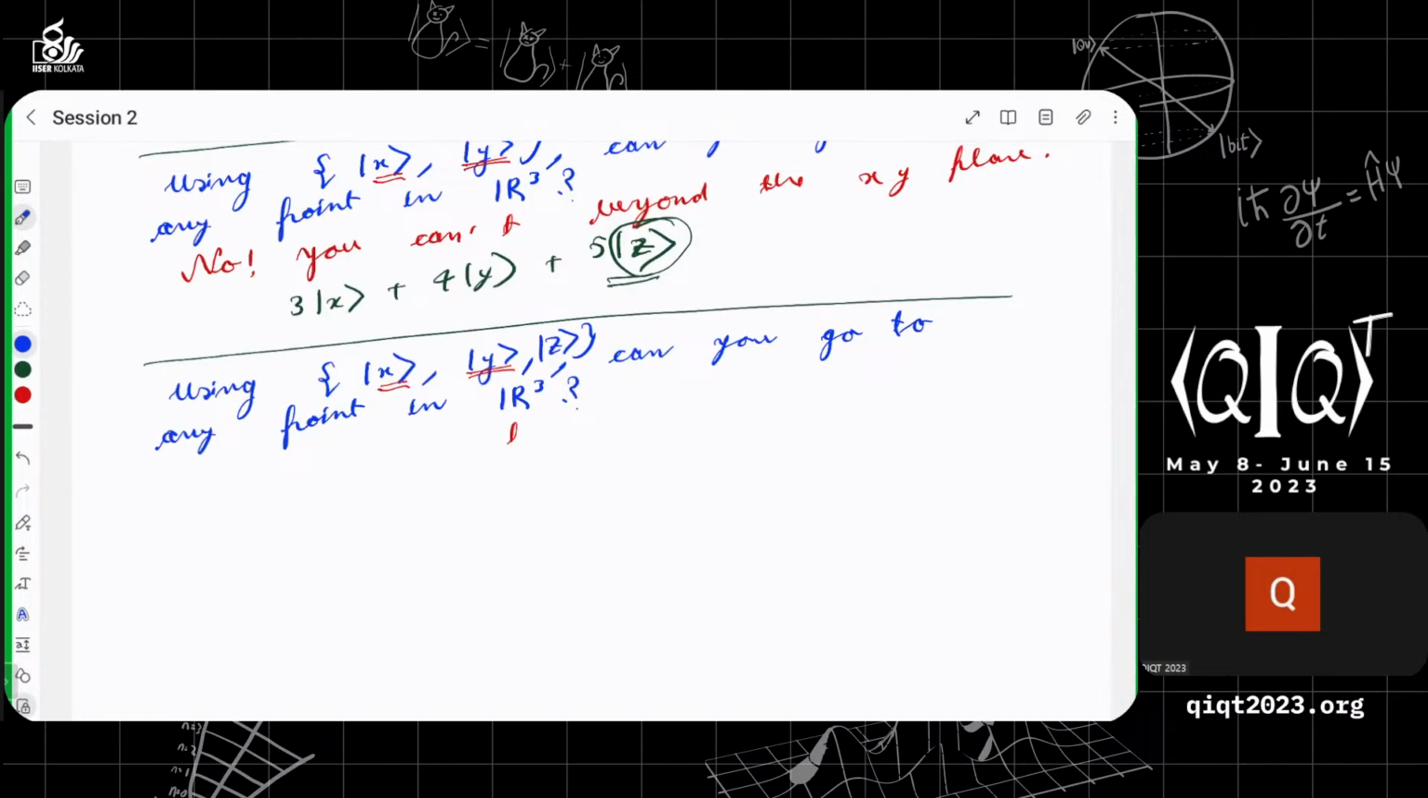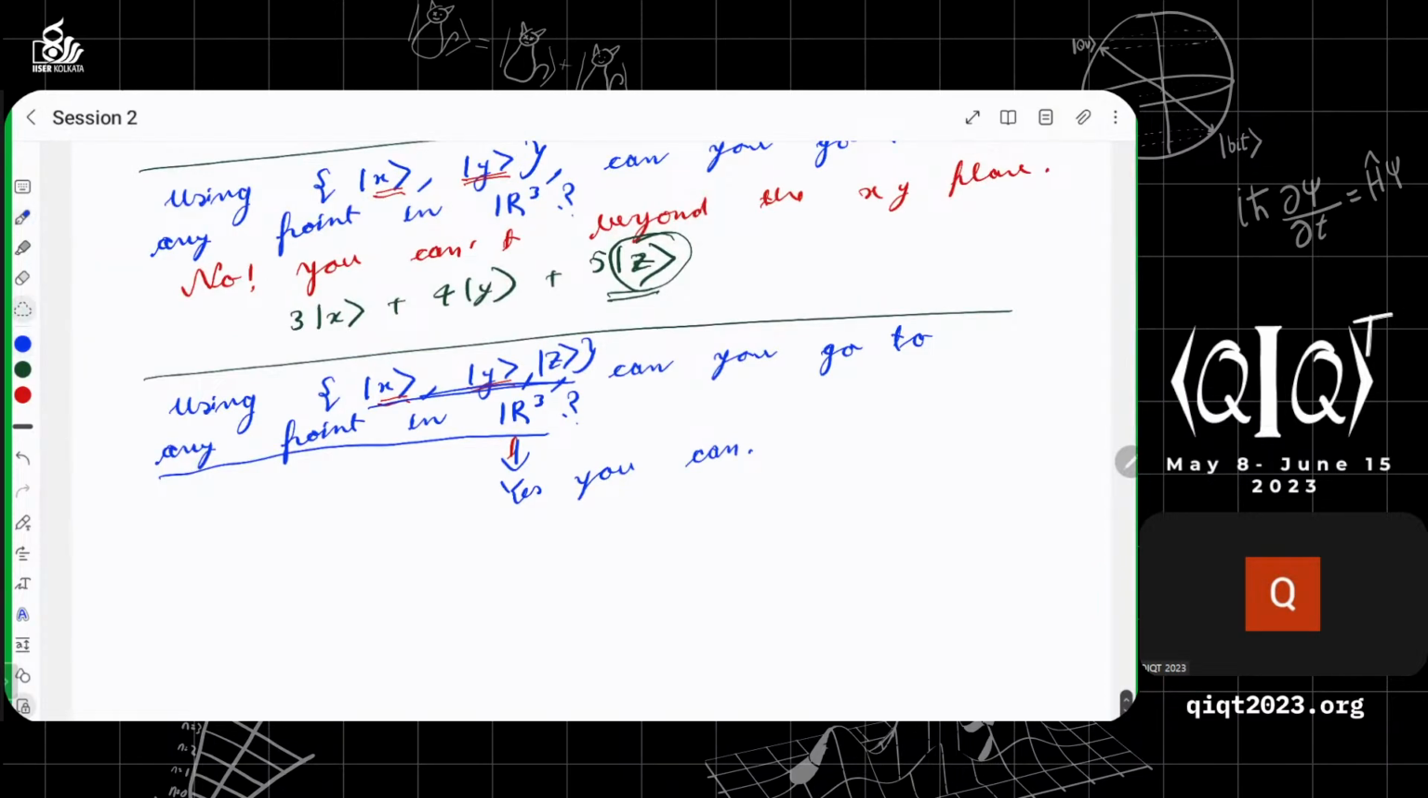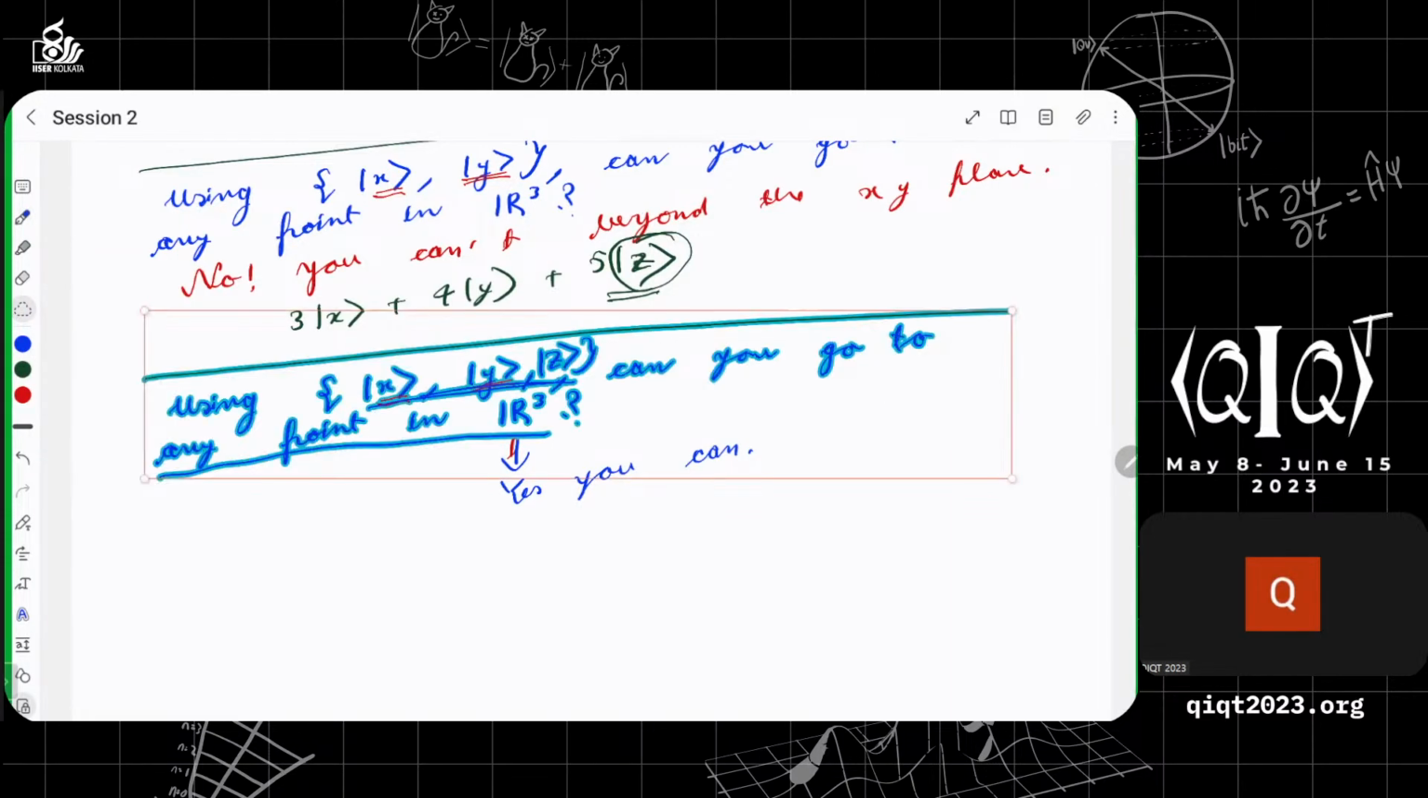Okay. So we were back to this question. Can you go now with this modified set, using all three of x, y, z, can you go to any point in R3? Well, of course, yes, you can. Now, this was really trivial. Now let's ask another similar question.